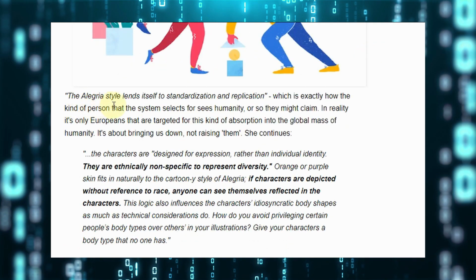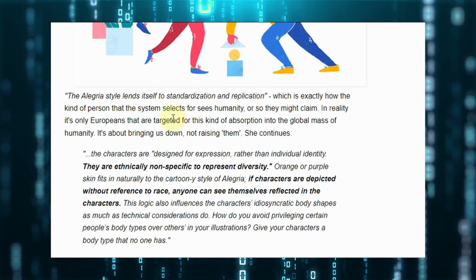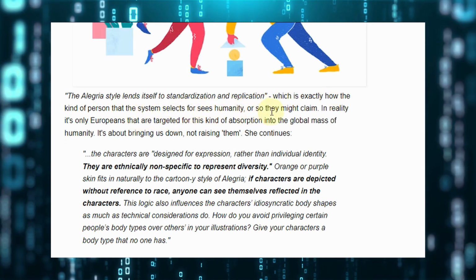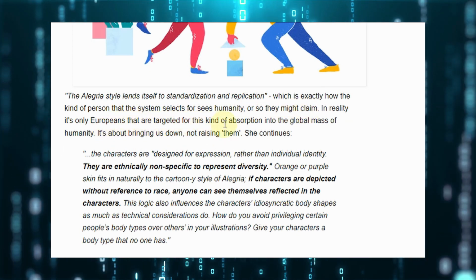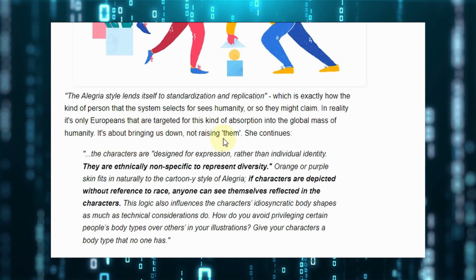The Alegria style lends itself to standardization and replication, which is exactly how the kind of person that the system selects for sees humanity, or so they might claim. In reality, it's only Europeans that are targeted for this kind of absorption into the global mass of humanity. It's to be bringing us down, not raising them, she continues.